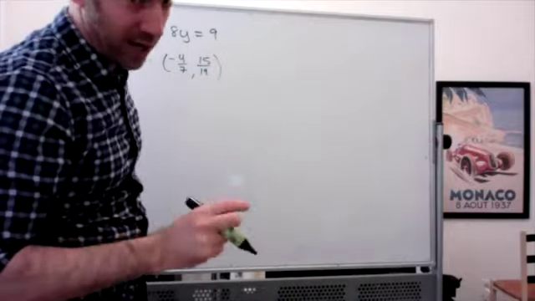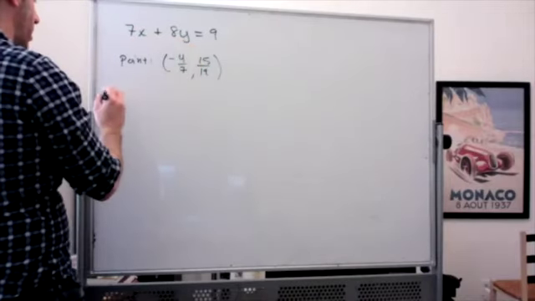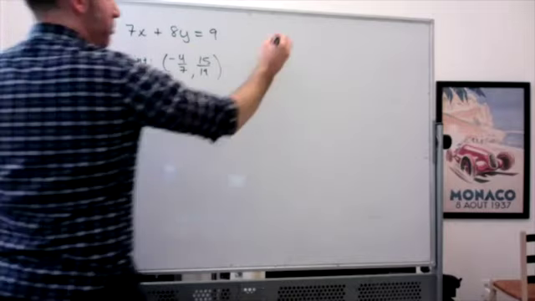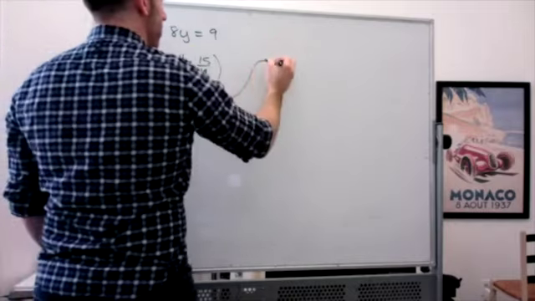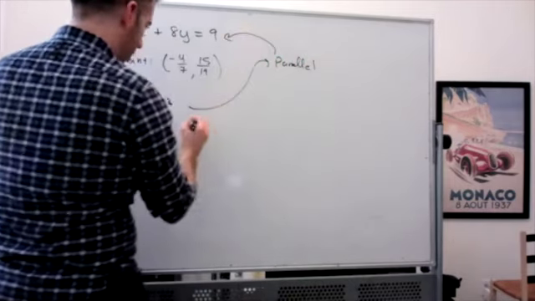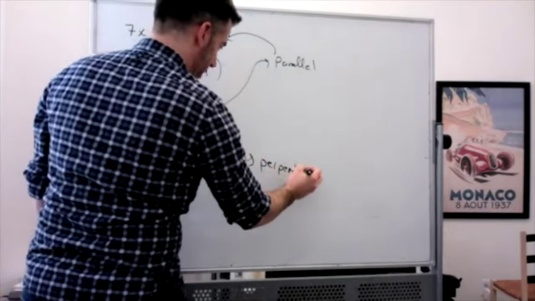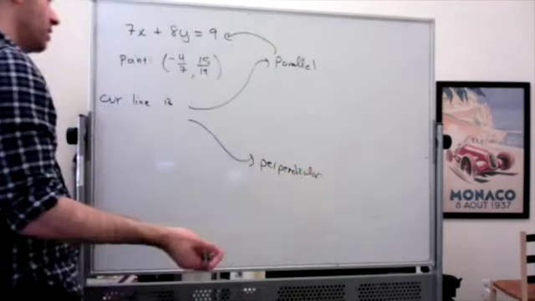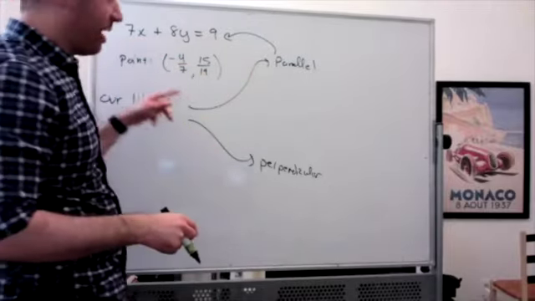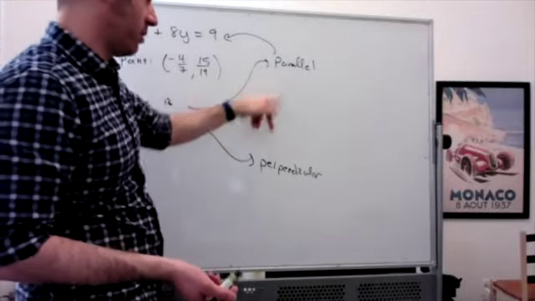Now I want to point out that this point isn't a point on this line. Our line is either parallel to this or perpendicular, so it's going to be two different problems. Each of these lines, the parallel one and the perpendicular one, passes through this point. So our job is to find the equation of the parallel line and the perpendicular line.